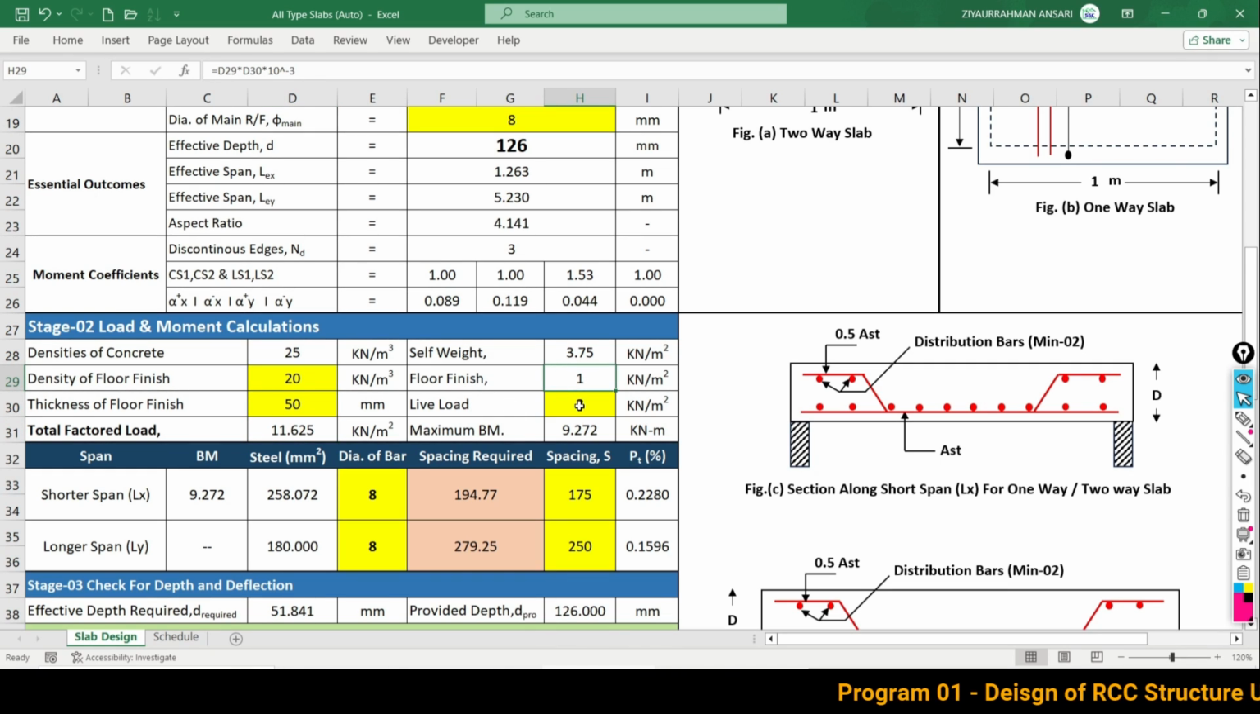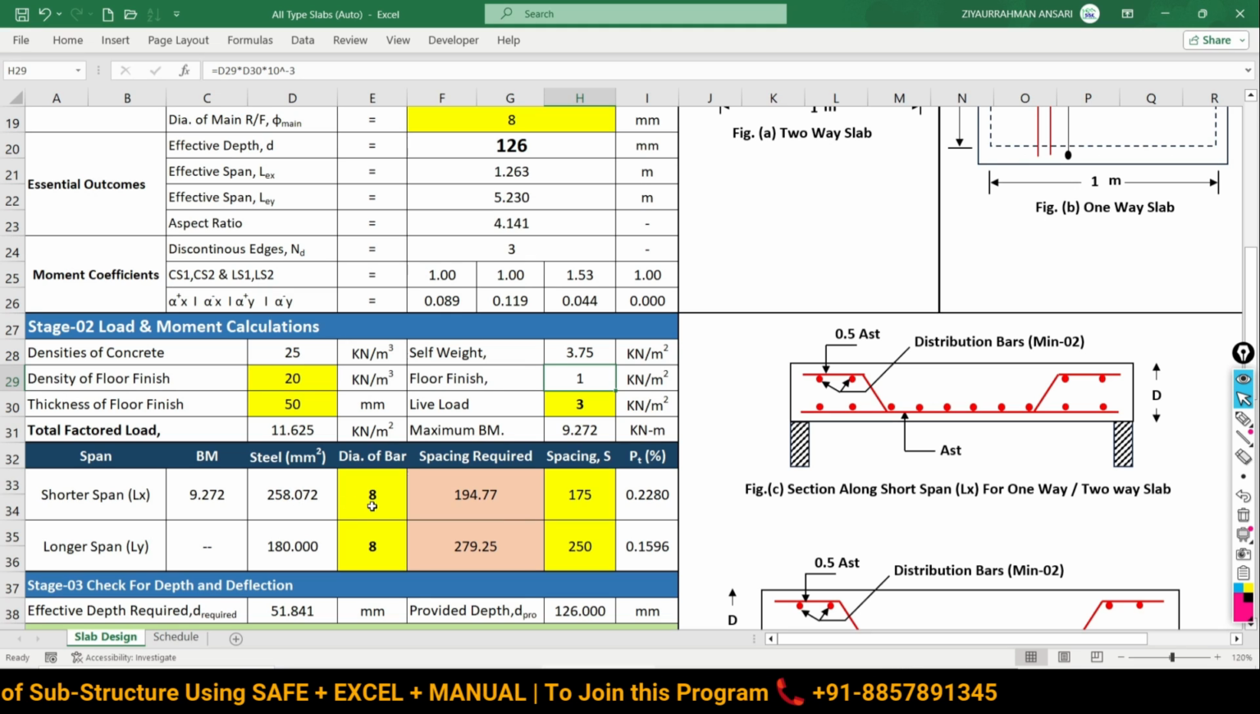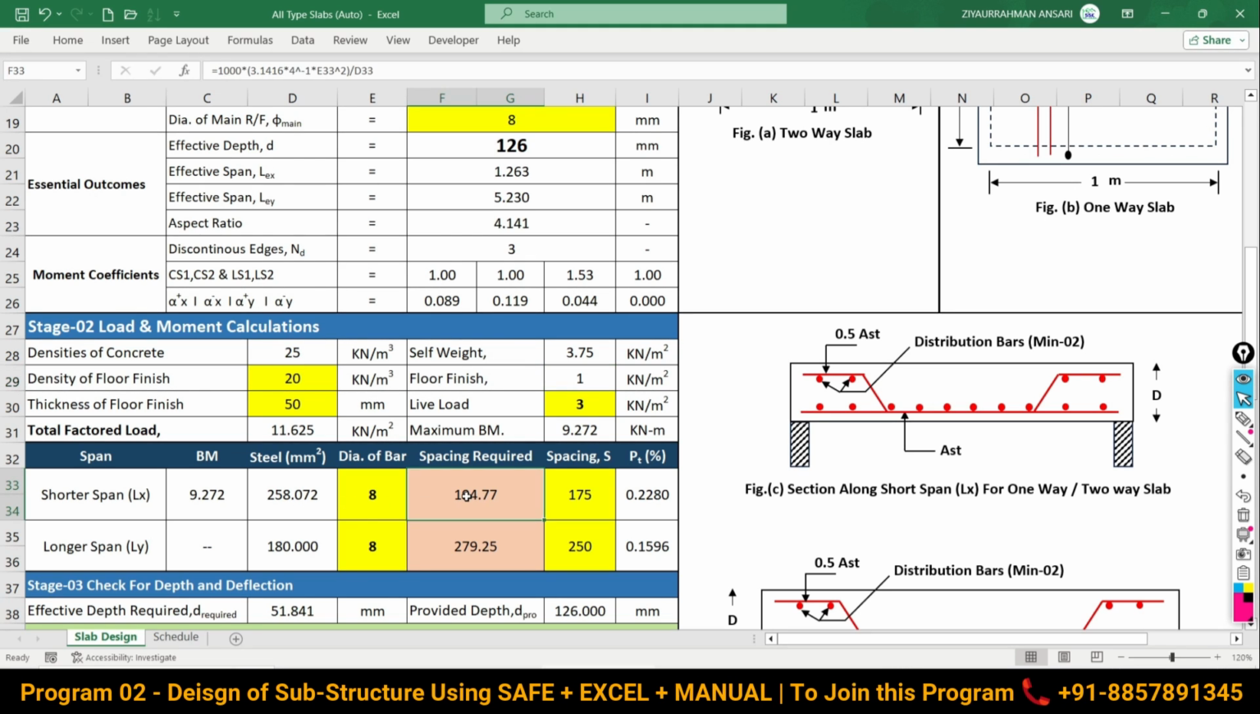Now live load has been considered as 3. So finally, the maximum moment is 9.272. If you are able to recall, our maximum moment was 9.272. Now along the shorter span, 8 mm diameter of bar, 194.